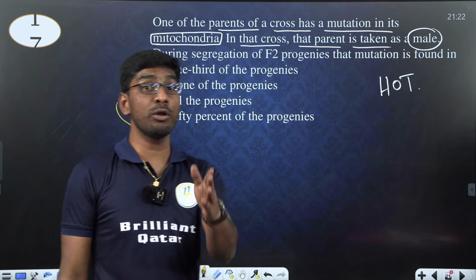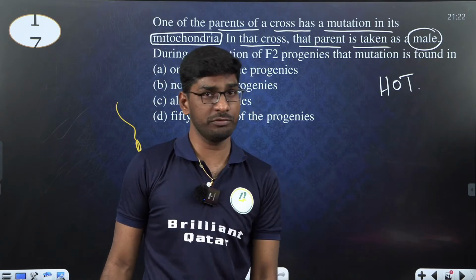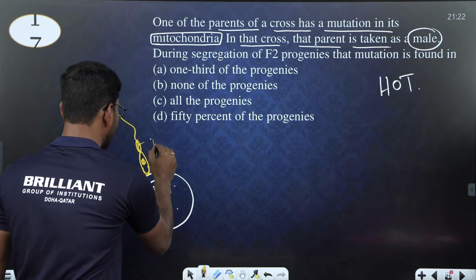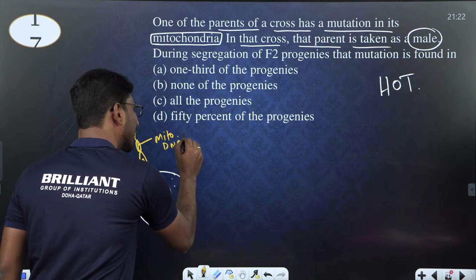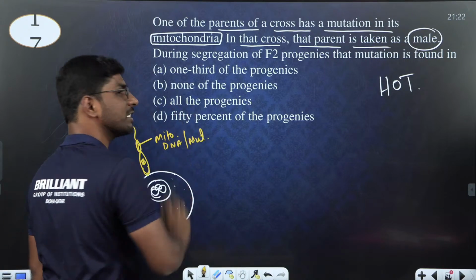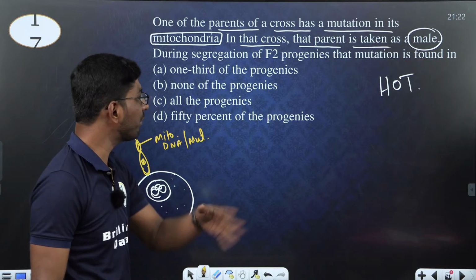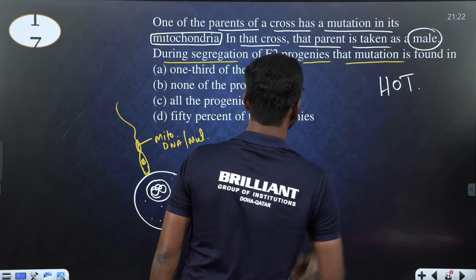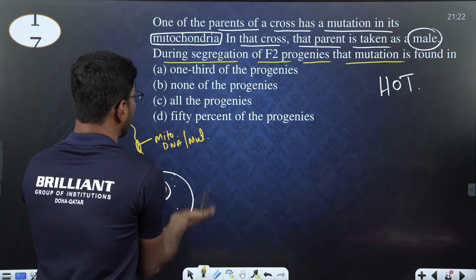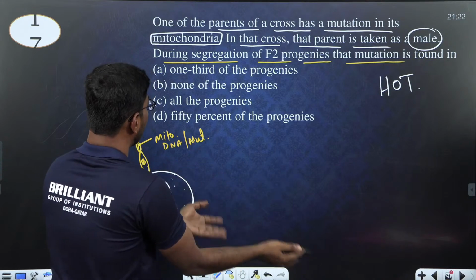In the middle piece, a lot of mitochondria are there. We discussed this already. Exactly this area is where mitochondria are present. In this mitochondria, DNA is there. But this DNA got mutated. You got my point? Now, male, during segregation in F2 progeny, where is the mutation found? This mutation is going to be found in where?